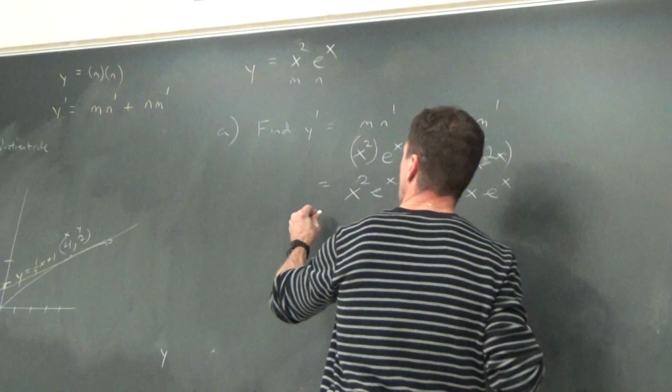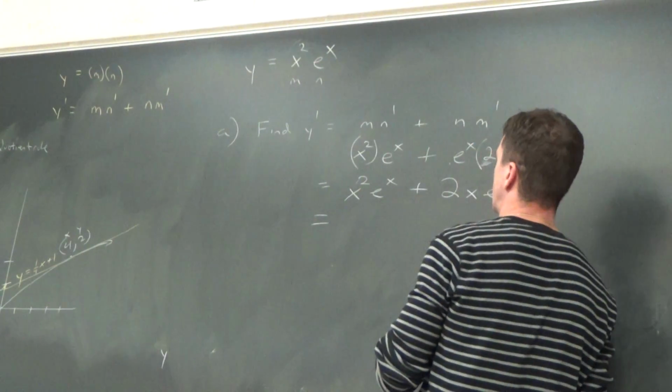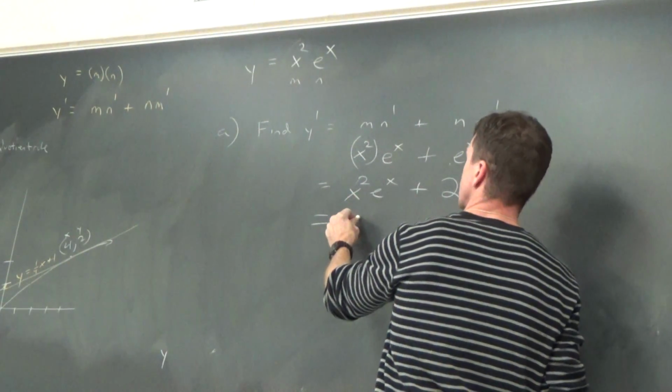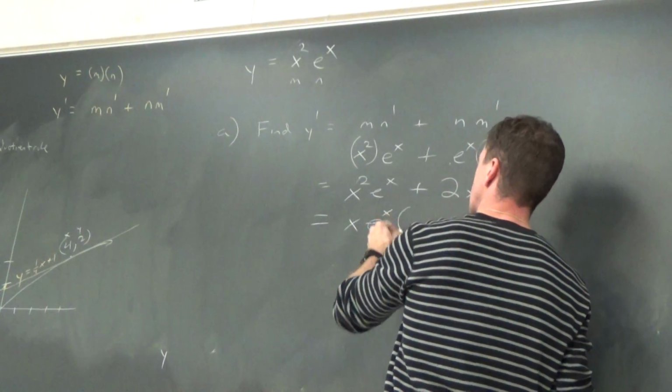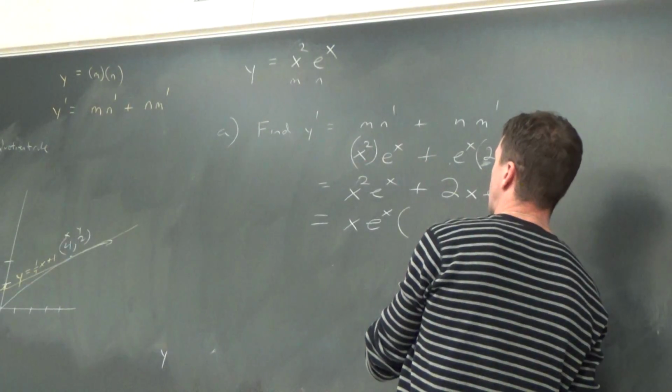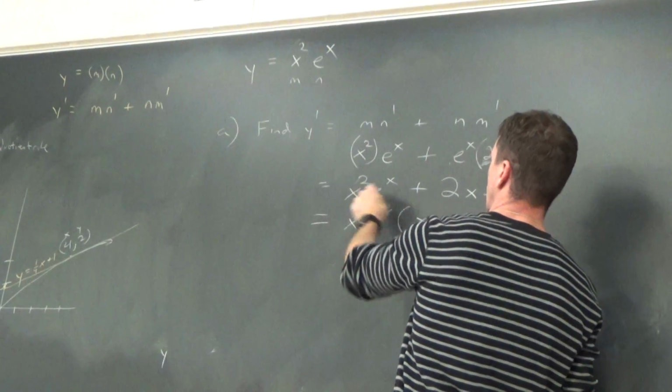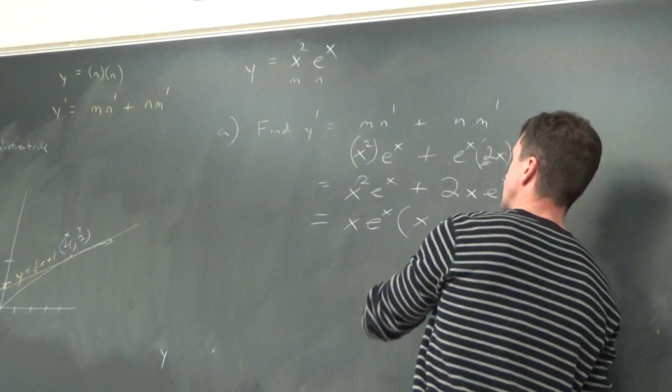So real quick, what could you factor out? e to the power x. You can take out an x. You can factor out an x e^x. And what are you left with? x plus 2. x left over, a plus is left over, and a 2.